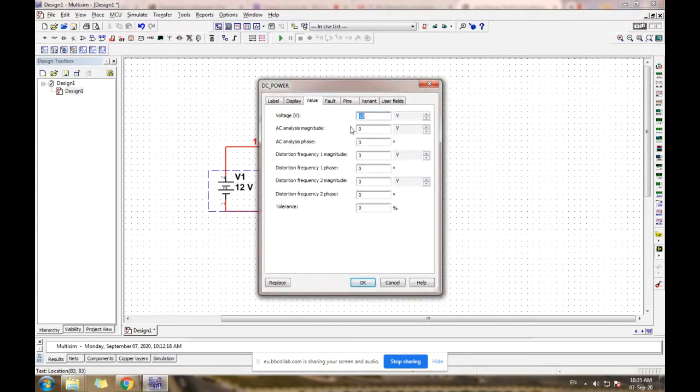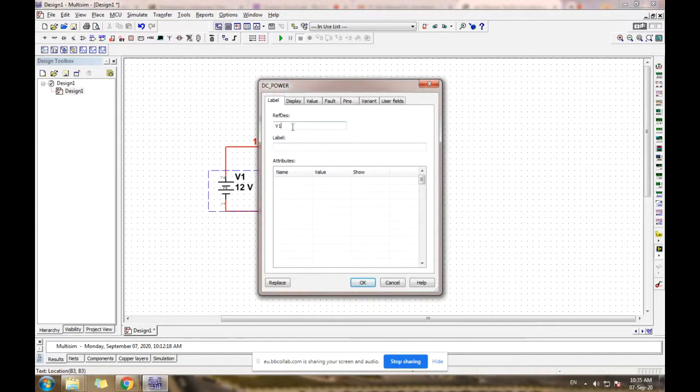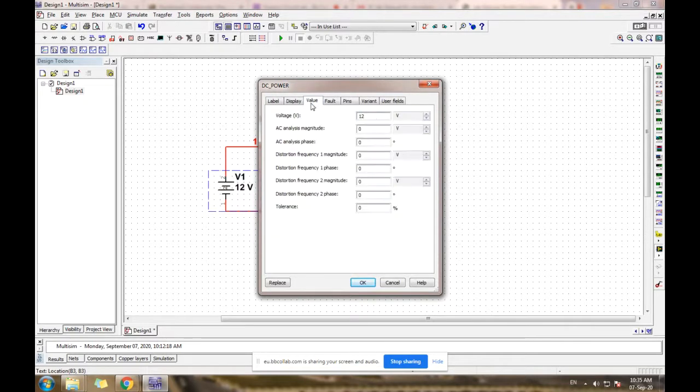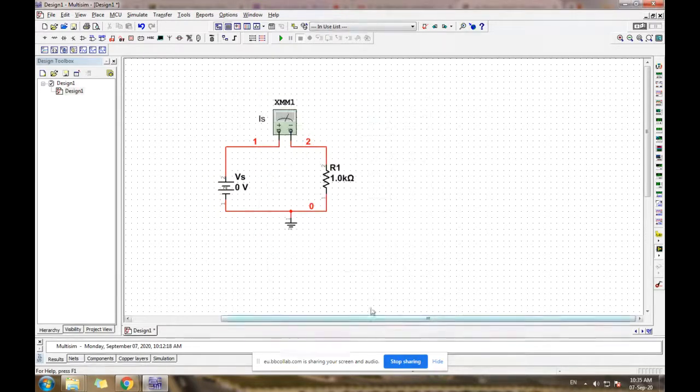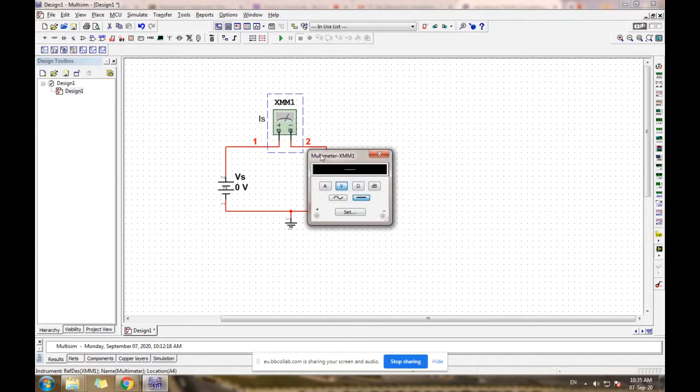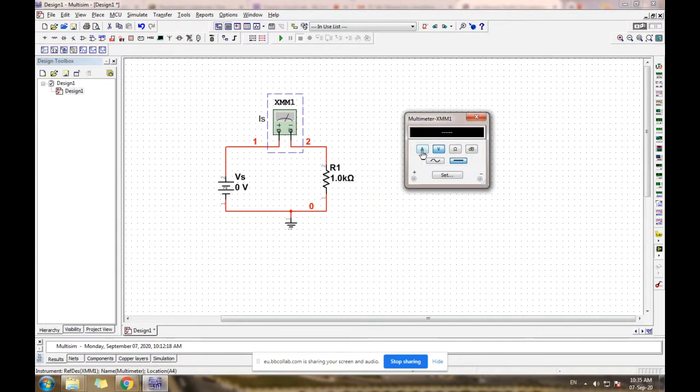So double click this. From the label, you can change it to Vs. And the value, as per the table, should be 0. Okay, press OK. So now the voltage is 0, the resistance is 1 kilo. We have to measure the current. So if I click here, we have to measure current.